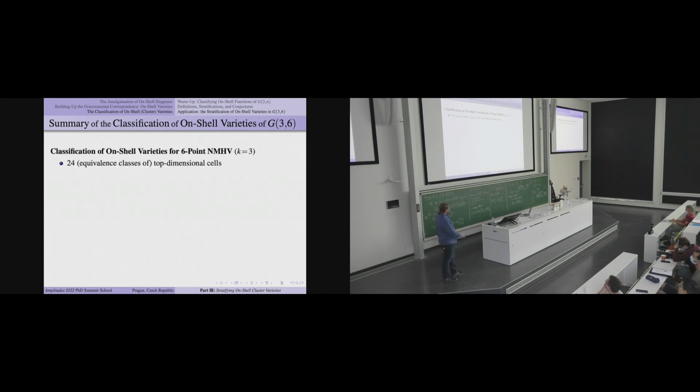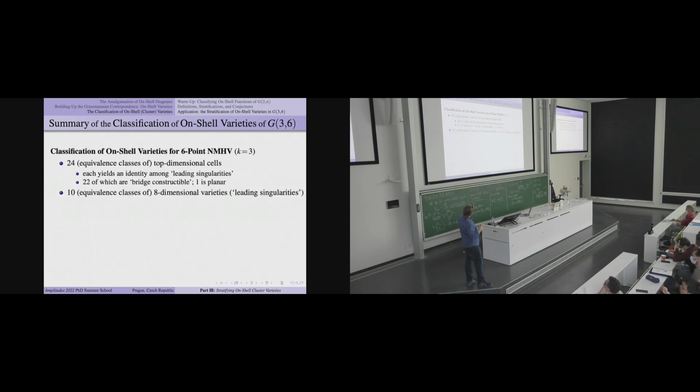Okay, this is the answer. We took the 17 million, we did all this filtering, and we found 24 different top-dimensional cells. So there are 24 different equivalence classes of top forms, of 9-dimensional forms inside G36, which is the dimension of G36. The boundaries of these things give you 8-dimensional things, and those 8-dimensional things, remember 2n minus 4 for 6 particles is 8, are leading singularities.